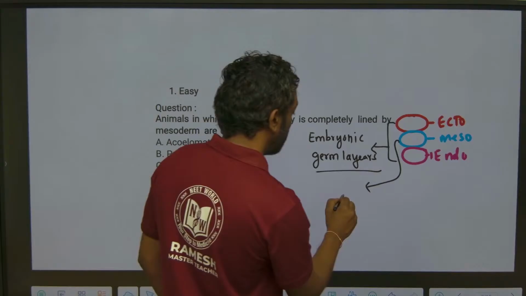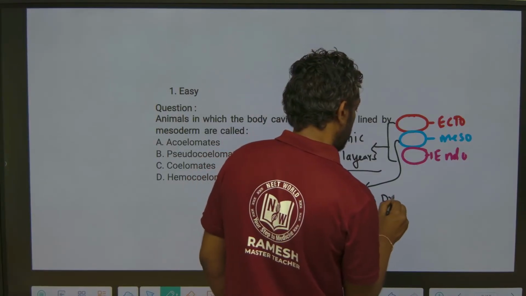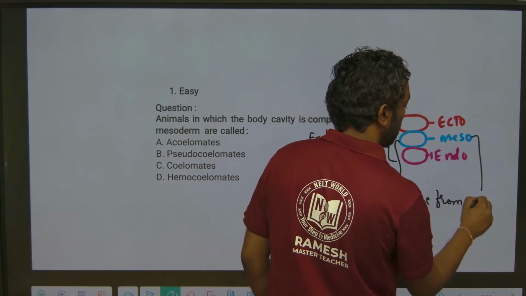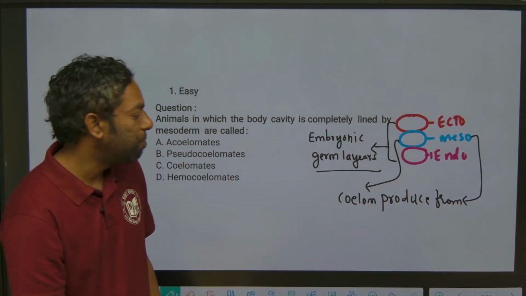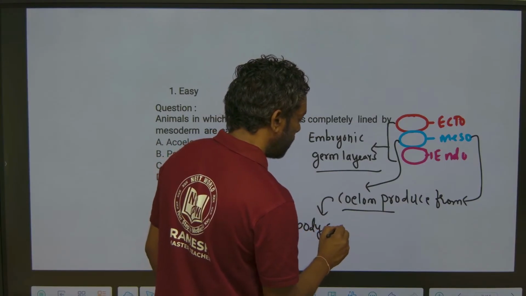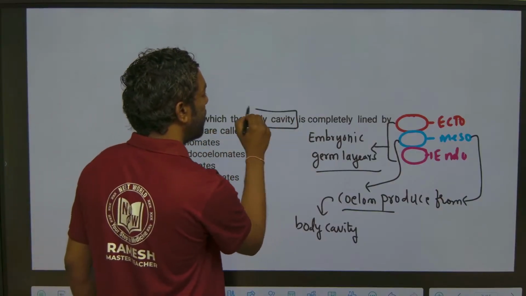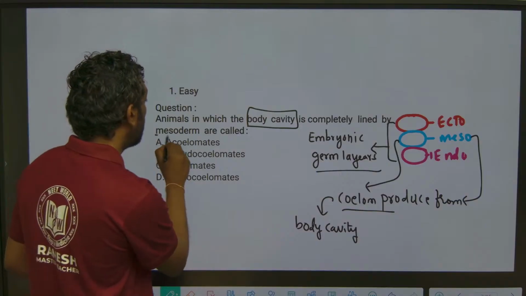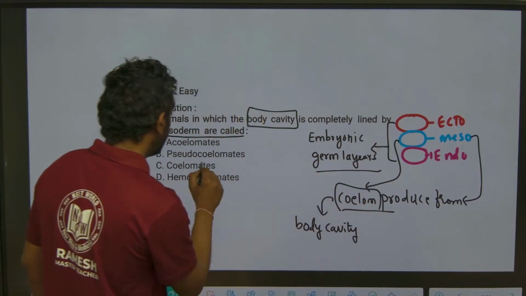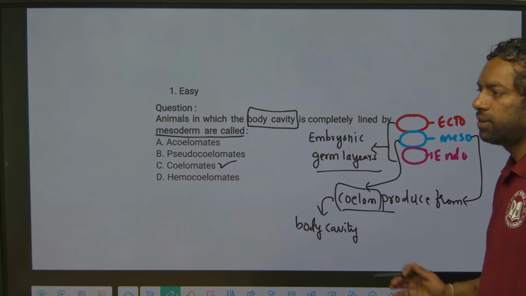The coelomates: coelom is produced from mesoderm. Coelom means there is a body cavity. So the animal's body cavity is completely lined by mesoderm. Of course, coelom produced means coelomates, very simple, okay? You guys just look here.